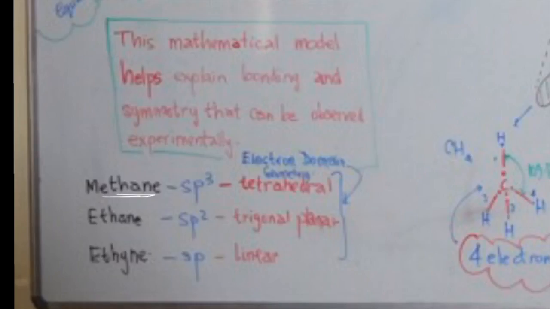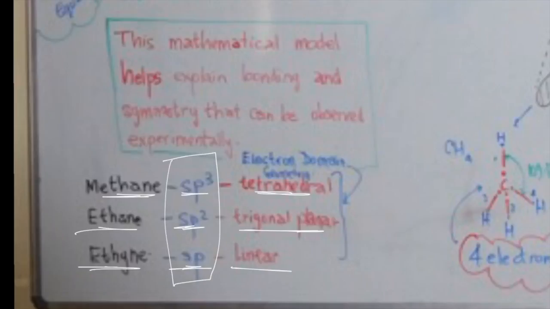Methane, sp3, tetrahedral electron domain geometry. Ethene, sp2, trigonal planar electron domain geometry. And ethine, sp, linear electron domain geometry. The phenomenon of orbital hybridization is really a mathematical explanation for the shapes of molecules that can be observed experimentally.